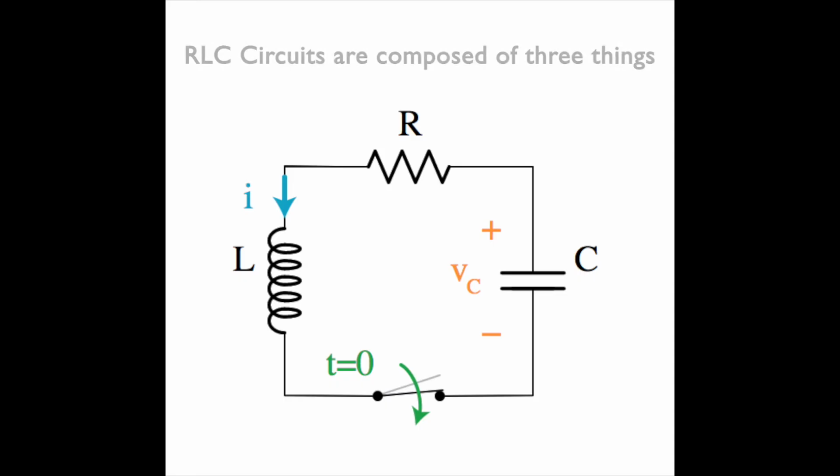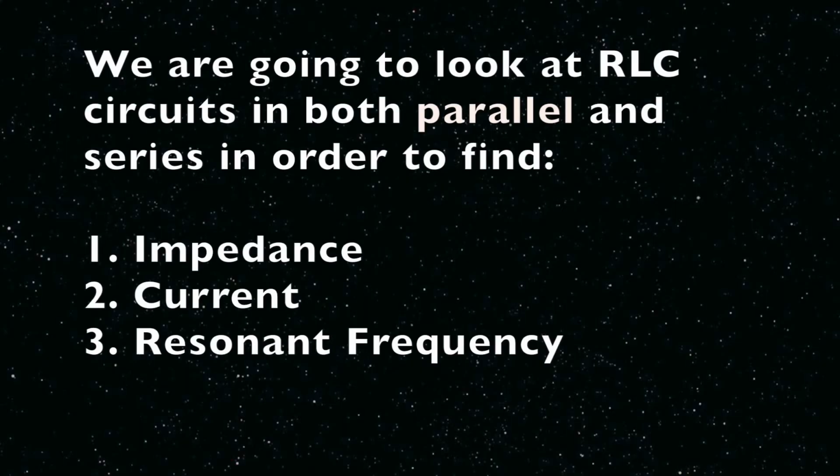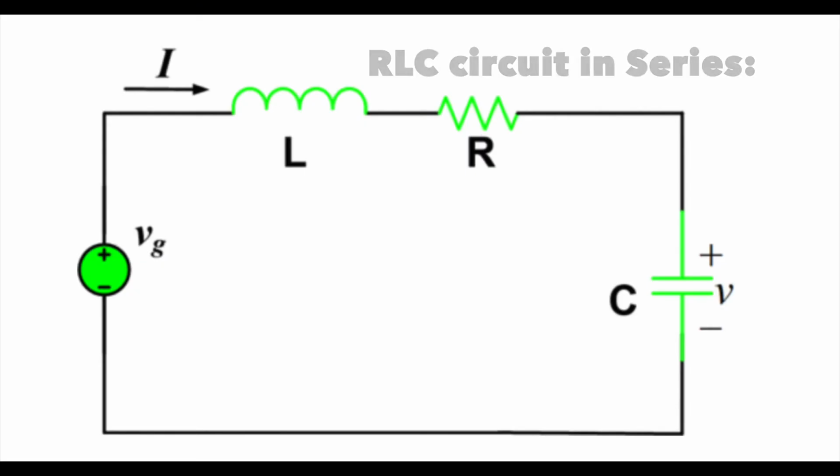My project is on RLC circuits. We're going to talk about how RLC circuits are composed of mainly three things: a resistor, which is R, the inductor, which is L, and then the capacitor, which is C. We're going to talk about them in both parallel and series, and we'll find the impedance, the current going through each branch, and then the resonant frequency.